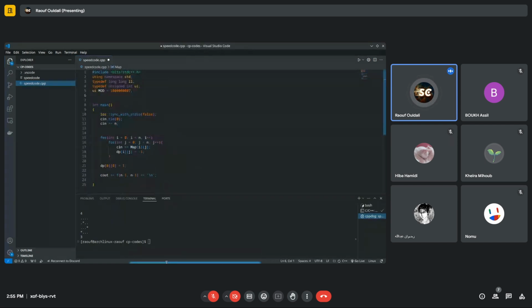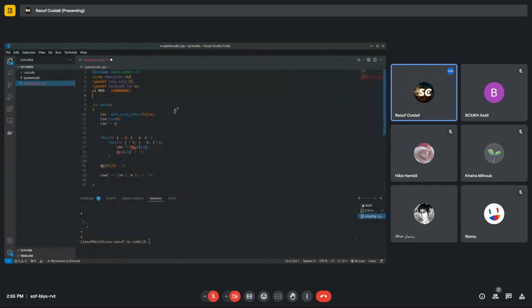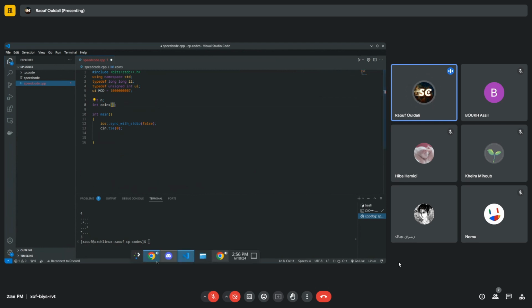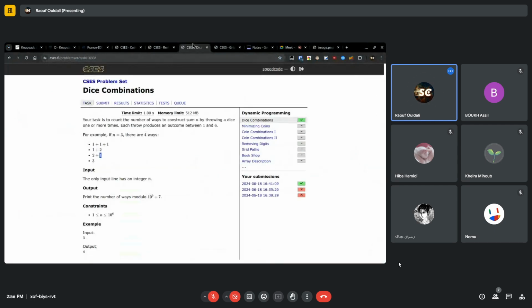And of course, we apply again memoization so we avoid wasting time in our solution. Okay, so we have an integer n and an array of coins of length n, of course. So what's the upper bound for n?